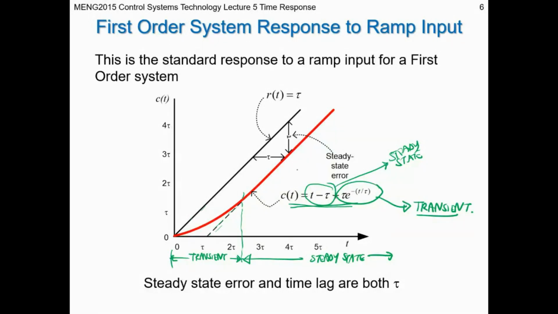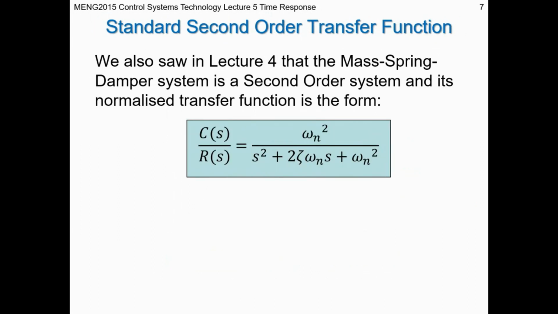So now, see our steady state, and we have a steady state error here. The steady state error is tau. You can express that either in terms of the steady state output error or the time lag between the input and the output. So we also just looked at the mass spring damper system, and we got the second order, the prototype second order transfer function.